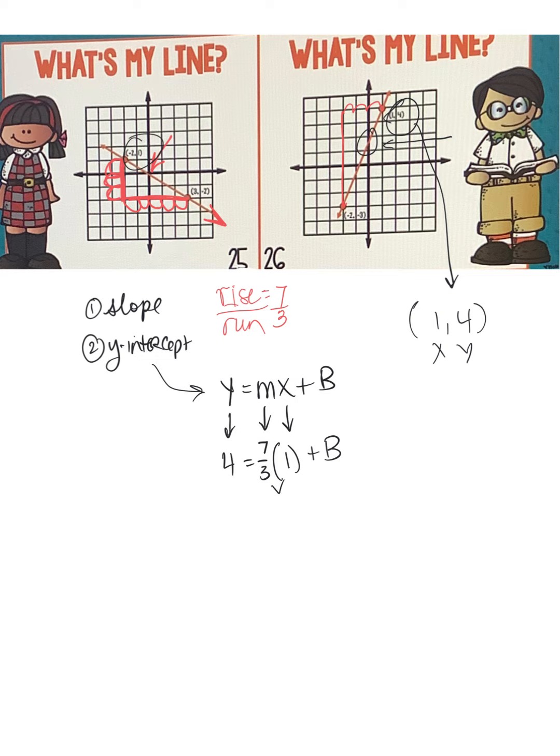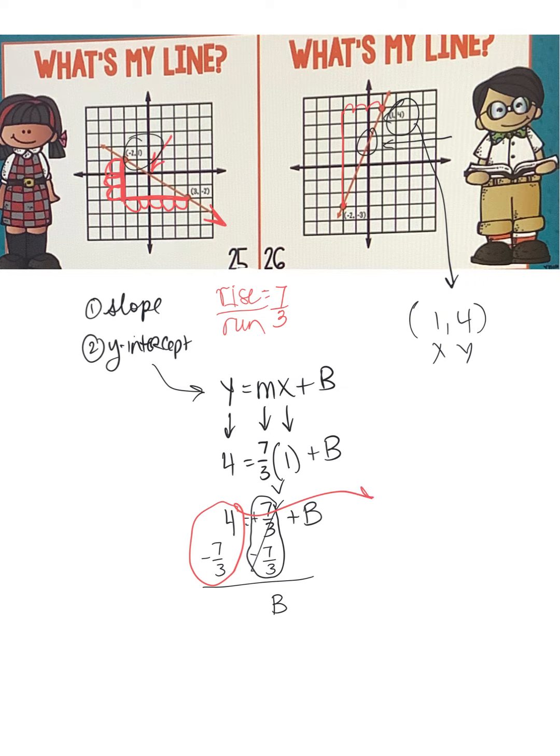Okay, I think we're getting the hang of this now. 4 equals 7/3, because 1 times 7/3, of course, is 7/3. We're going to subtract 7/3. Since this is positive, remember you want to do the opposite so that they cancel out, because I want b over here. Let's see, 4 minus 7/3.